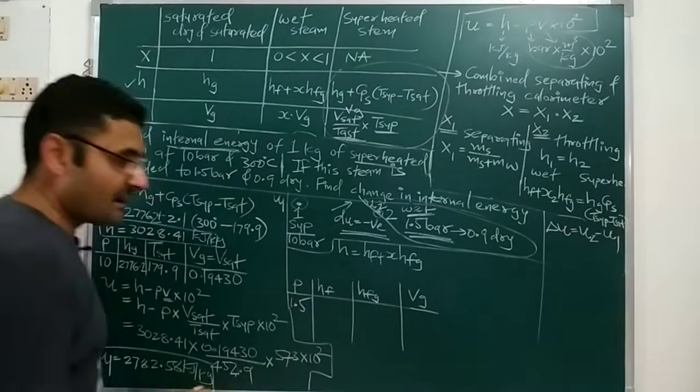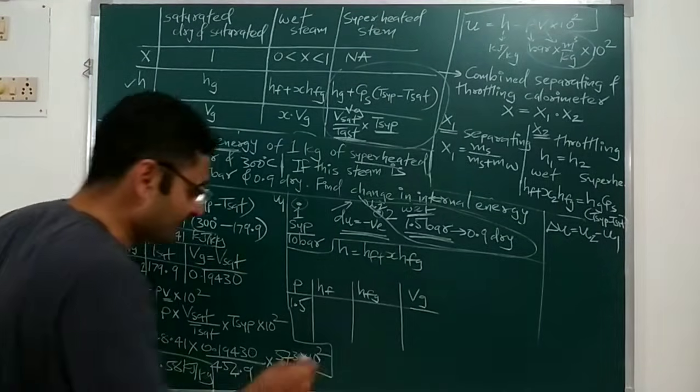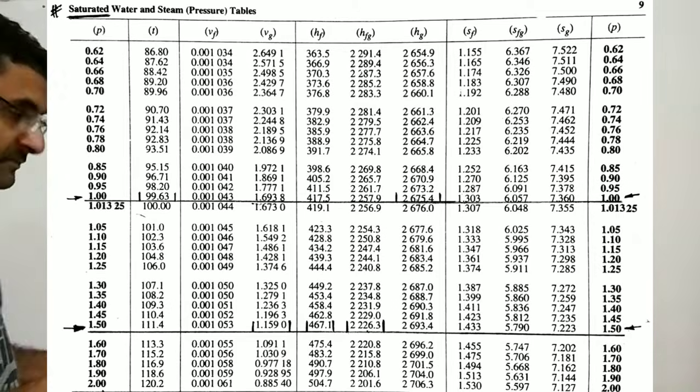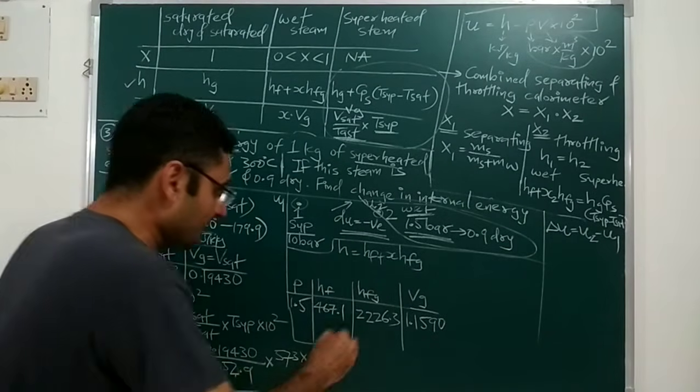Now in front of 1.5 bar you can see the values from the steam table, so I am going to display the steam table on your screen. In front of 1.5 bar, the value of Hf is 467.1, Hfg is 2226.3, and the value of Vg in front of 1.5 bar pressure is 1.1590. Now I hope you have seen these values. Now come back to the board, I am going to remove that. We will insert these values here.